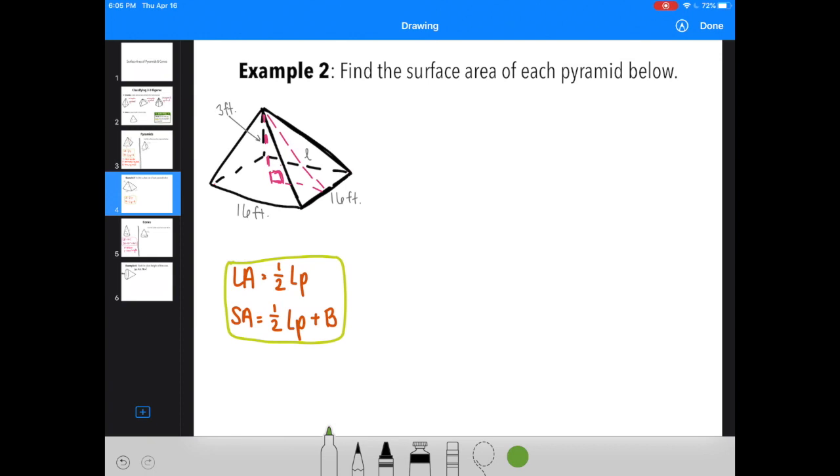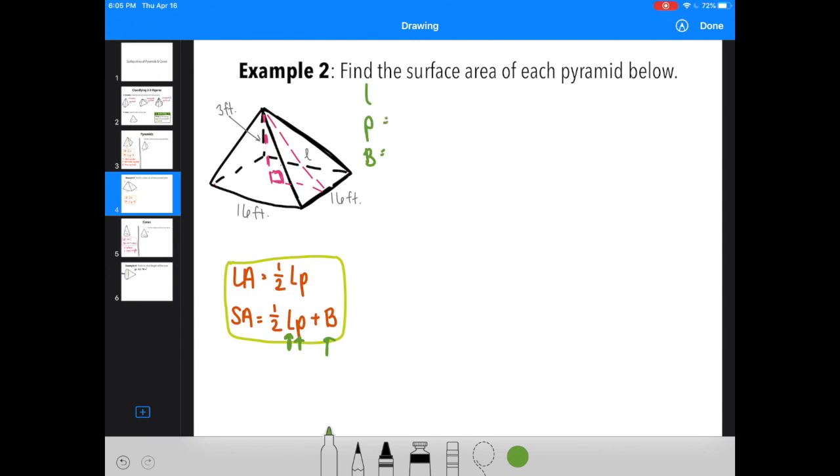Let's look at another example. We're going to find the surface area of the pyramid. This is another version of how this problem will be given to you, and you have to do an additional calculation. So, in order for me to solve for surface area, I need L, P, and B.